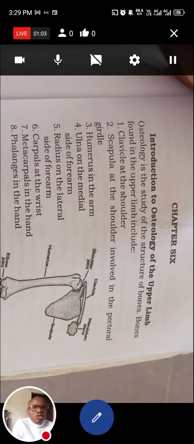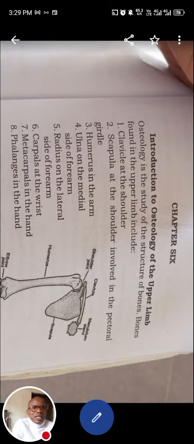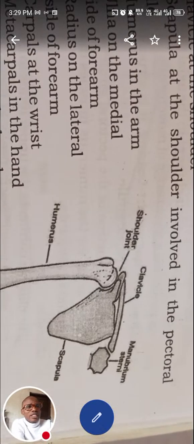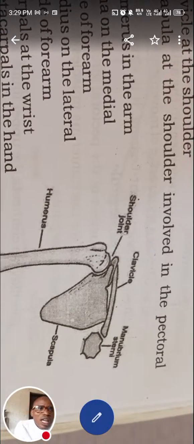All right. So moving away from there, what do we have? We have the clavicle at the shoulder. You have the scapula at the shoulder, involved in the pectoral girdle. So you can see the structure. They say observe before you memorize. This is what I was trying to show you. The clavicle. All right. This manubrium sterni. That one. You have a jugular notch there. You also have a suprasternal notch. That's how you call it.